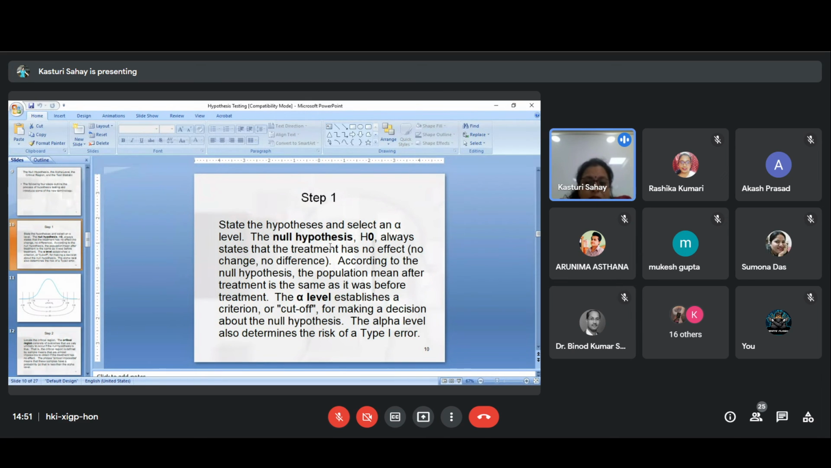So your first step is you define your null hypothesis, you define your alternate hypothesis, and then you define your alpha level or the cutoff for making a decision about the null hypothesis. The alpha level also determines the risk of a type 1 error. We will discuss the type 1 and type 2 error later. So step 1 is defining your H naught and the alpha level or the criteria for deciding about the null hypothesis. That, okay, this is the criteria because of which we'll reject or we'll accept your null hypothesis.